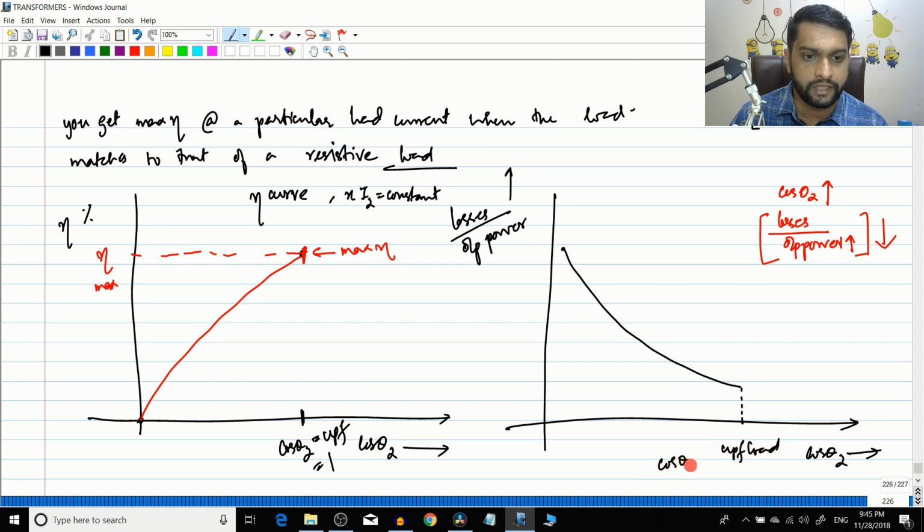So at this point, cos theta 2 is equal to UPF. This is the maximum efficiency point. Now we have understood the effect of power factor also. So for any load current, if you want to have maximum efficiency of the transformer, you should operate the load at UPF condition. So that is another important point here.